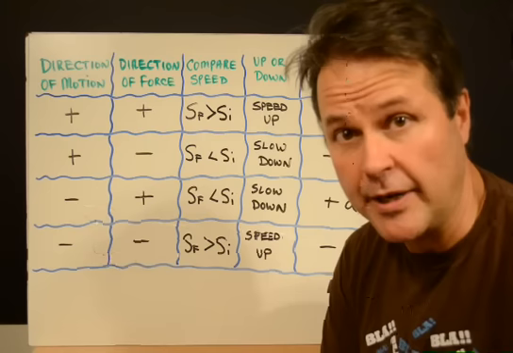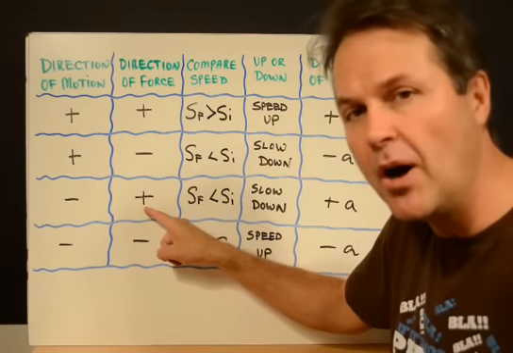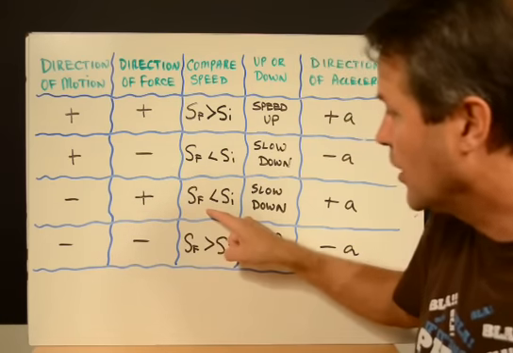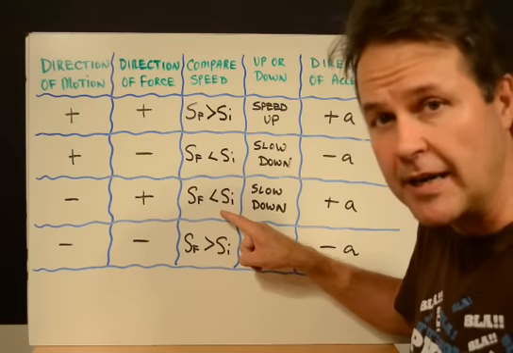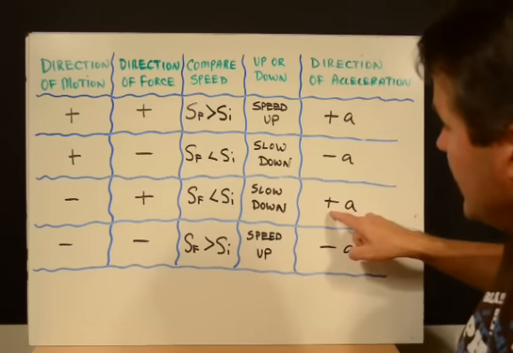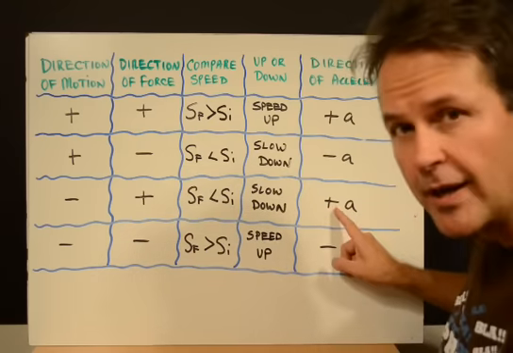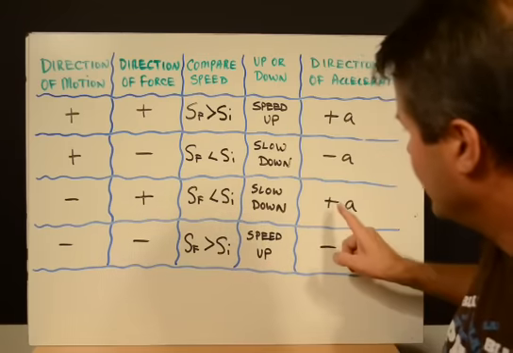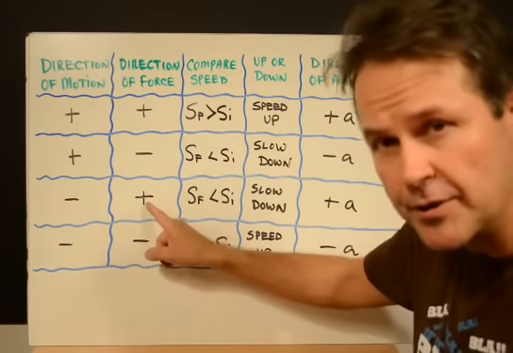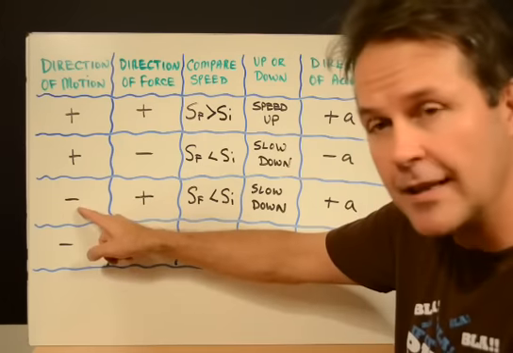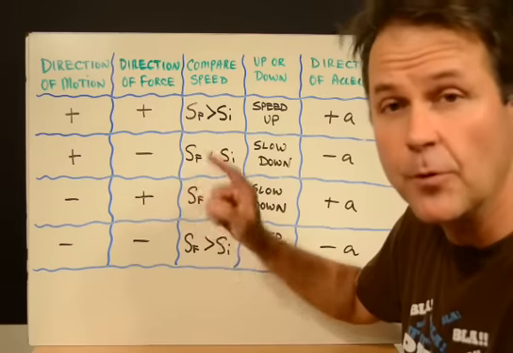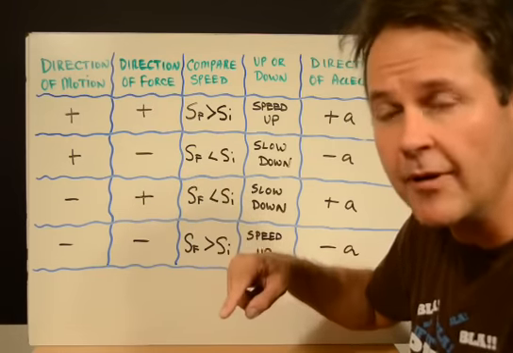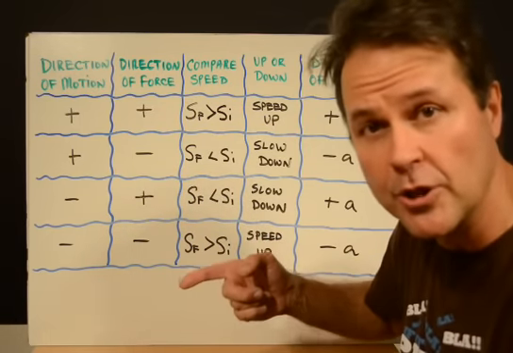Now, what if I'm moving in the negative direction? I'm moving to the left. If I'm moving to the left, but the force is in the positive direction, what am I going to do? I'm going to slow down. That means my final speed will be smaller than my initial speed, and that means that the acceleration is to the right. Let's do that again. Acceleration is to the right because the force is to the right. I'm moving to the left, but the force opposes my motion, so I slow down. Force opposes motion, you slow down. Force is in the direction of motion, you speed up.